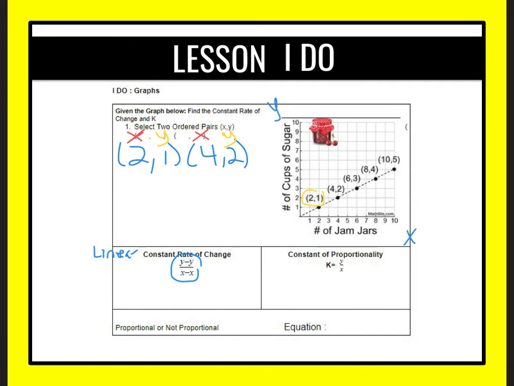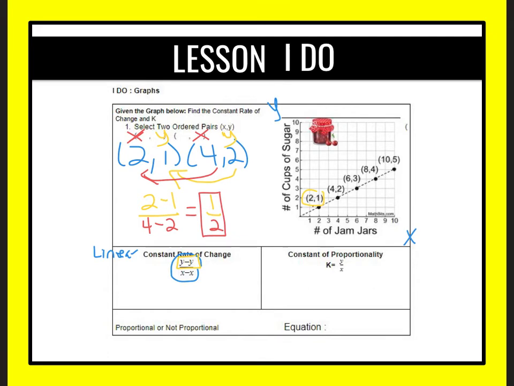And again, how do I find the constant rate of change? Well, change in y over change in x. So I'm going to start, and I'm going to subtract 2 minus 1. There's my y's. Remember, they must correspond. And 4 minus 2. Doesn't matter if I were to go 1 minus 2 and 2 minus 4. Just make a decision and go in the same order. So when I subtract this, I get 1 over 2. So my constant rate of change here has to be a half.